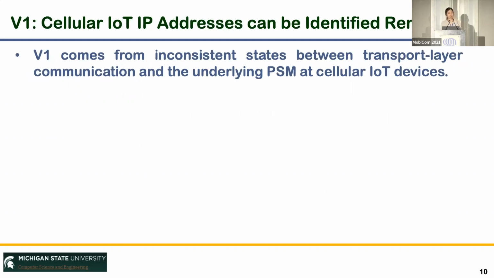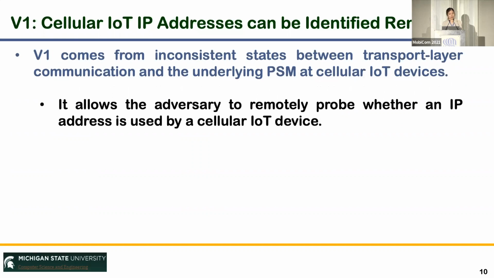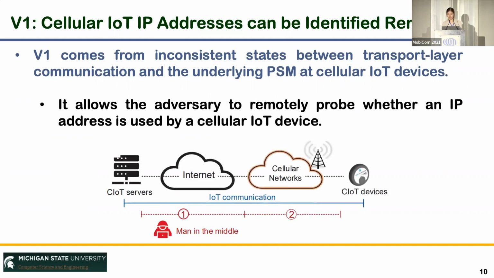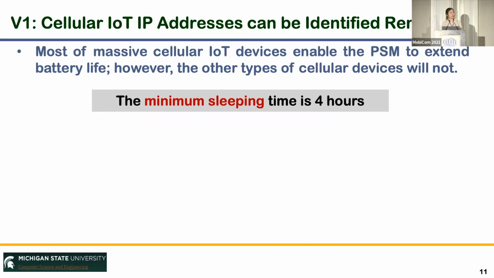Now let's see the first vulnerability. It comes from the inconsistent state between the transport layer communication and the underlying power saving mode at the cellular IoT device. So it allows the adversary to remotely probe whether an IP address is used by a cellular IoT device. As I introduced in the previous slides, most cellular IoT devices enable the power saving mode to extend their battery life, but the other cellular devices do not.